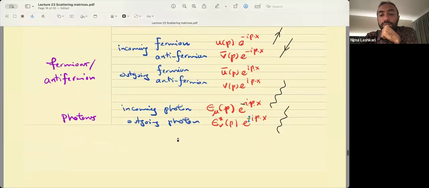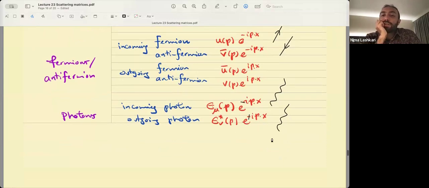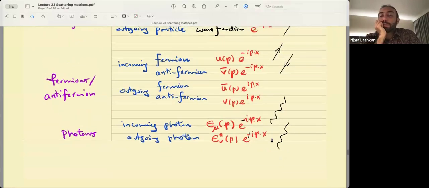Yeah. Yeah, the outgoing should be plus. All right, so these are just wiggly lines. These are the Feynman diagrams.